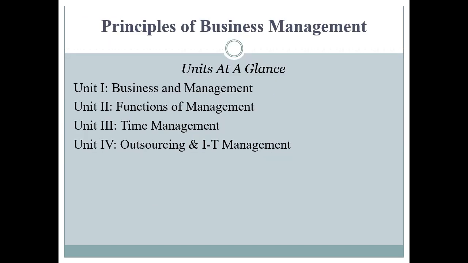The subject Principles of Business Management comprises 4 units. Let's see what the units and their titles are. Unit number 1 is titled Business and Management. Unit number 2 is titled Functions of Management. Unit number 3 is titled Time Management. And unit number 4 is titled Outsourcing and IT Management. Those 4 units will be discussed in the subject Principles of Business Management. Let's see what contents are included in all these units.